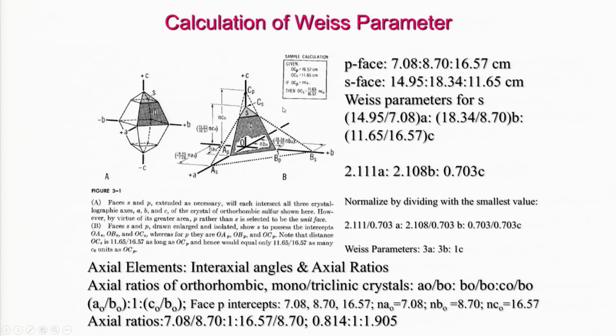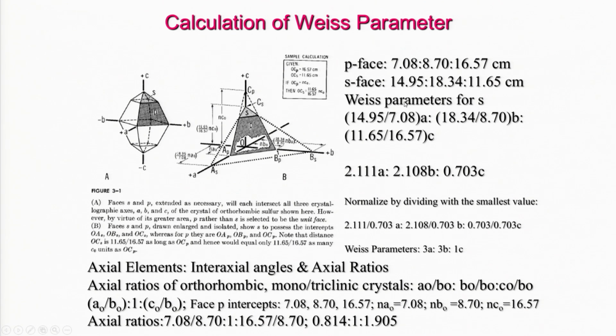Let us consider that along the A crystallographic axis the intersection distance in centimeters is 7.08, along B it is 8.70 and along C it is 16.57. Whereas this smaller phase S intersects the A axis at a distance of 14.95 centimeters, B at 18.34 centimeters, and along C at 11.65 centimeters.